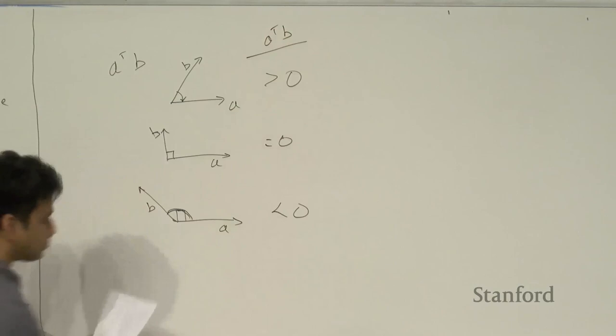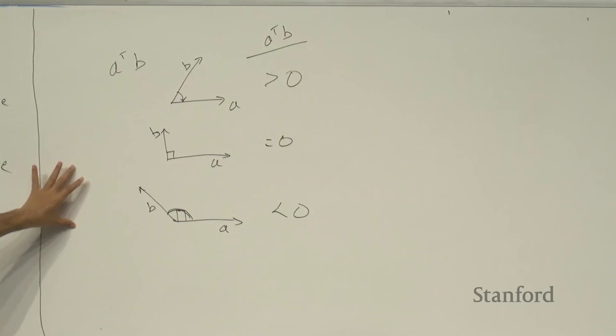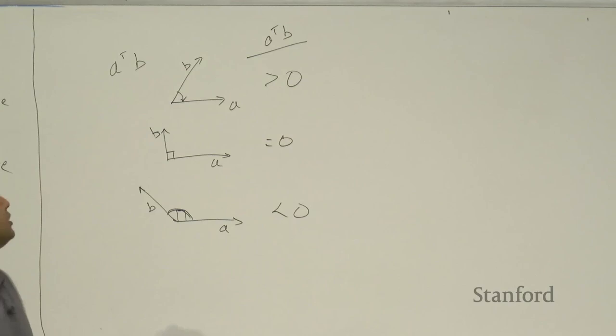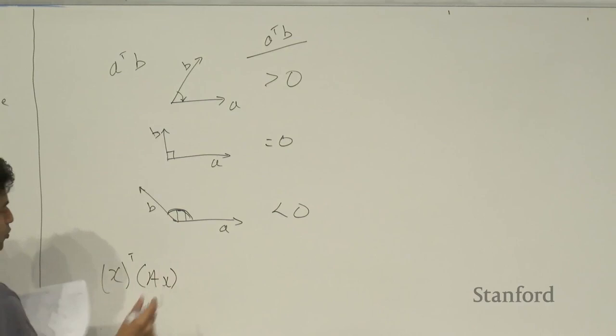Right? Now, this is for any two given vectors A and B. What the quadratic form is actually doing is, instead of looking at A and B, it's looking at X transpose with AX. So you're seeing what happens to X, and then you run it through A, you get AX, right? It's doing a dot product between the input and the output of A for any given value of X. That's essentially what the quadratic form is doing.